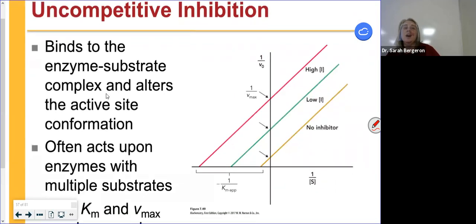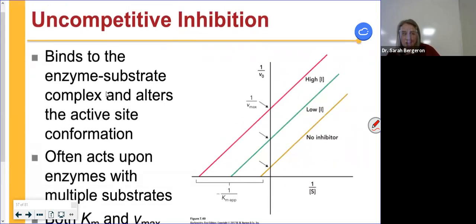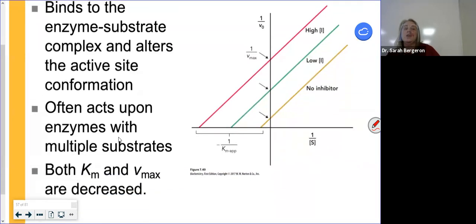Okay, so uncompetitive inhibition, right? This one can bind to our enzyme substrate complex. It can't bind to the enzyme alone. It's only going to bind to the enzyme substrate complex, and it's going to alter the active site conformation. Usually this happens when you have enzymes with multiple substrates, because you don't want to get into the pocket, right? It's evolutionarily better to have an inhibitor that will bind on the outside so that it doesn't interfere with all the different things that can interact in the active site.